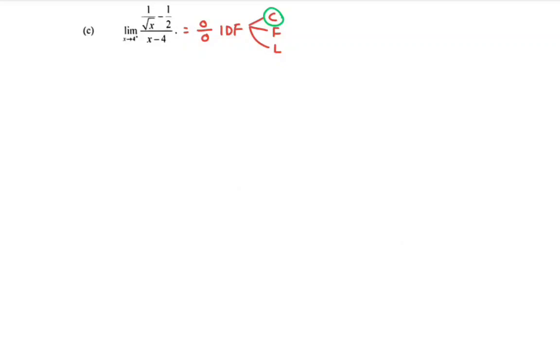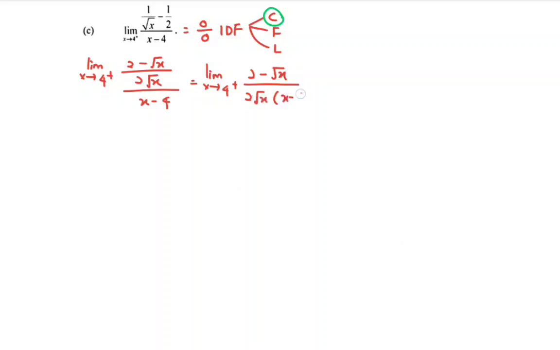Before we multiply by the conjugate, let us equate the denominator. Limit as x approaches 4 from the right. If we equate the denominator, we will have 2 minus square root of x over 2 square root of x, over x minus 4. Rewrite: limit as x approaches 4 from the right, we have 2 minus square root of x for the numerator, and for the denominator we will have 2 square root of x multiplied with x minus 4. Continue.